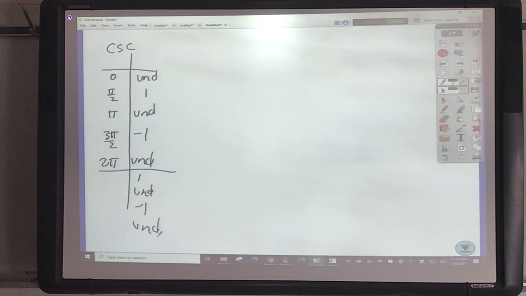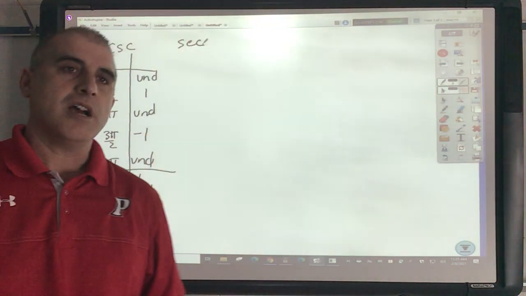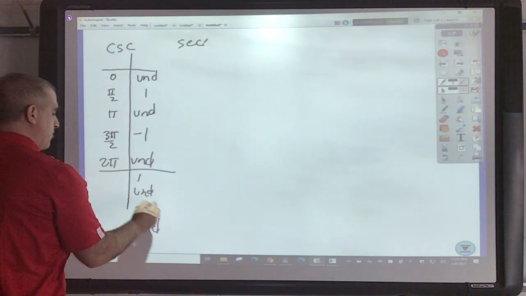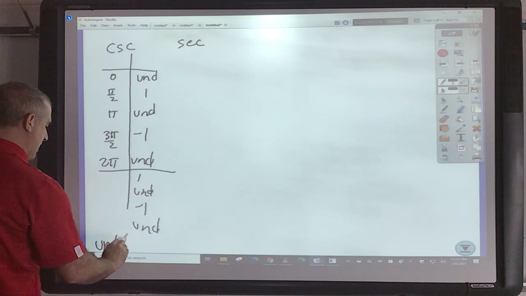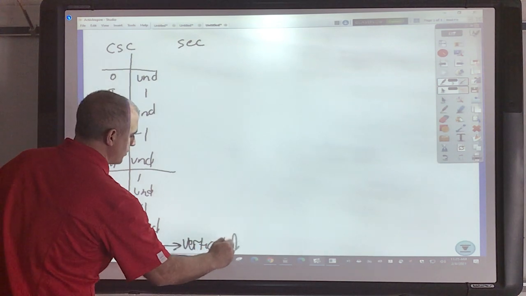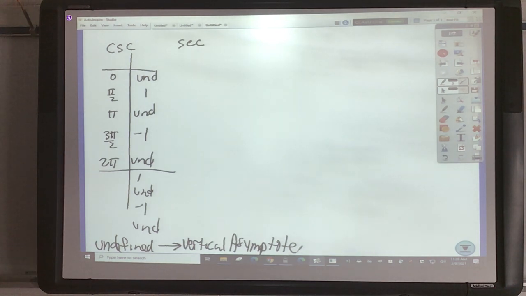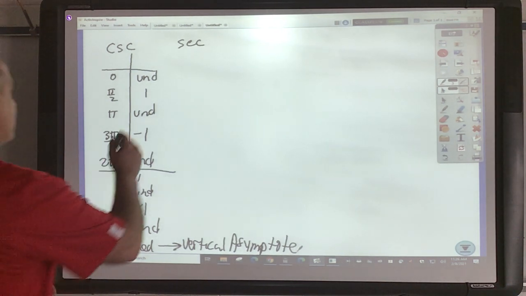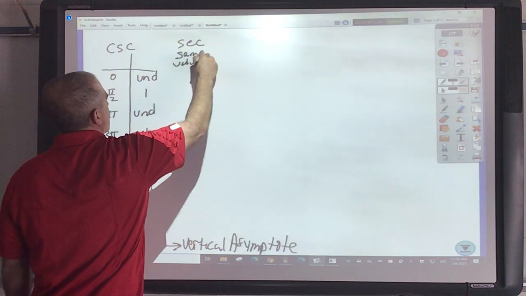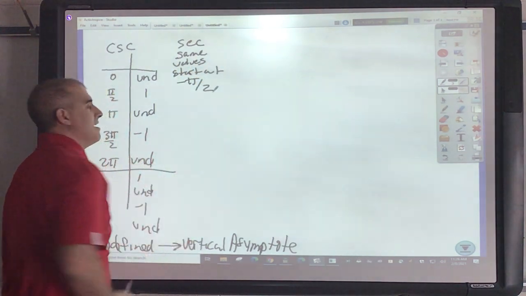Now, for the secant function, we want to graph two full periods where we're going to have this undefined, and at your undefined points you put a vertical asymptote. For secant, it is the same thing. Secant has the same values, but we start at -pi over 2. So just make sure you have that down.